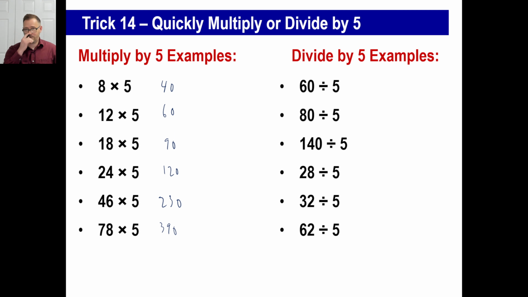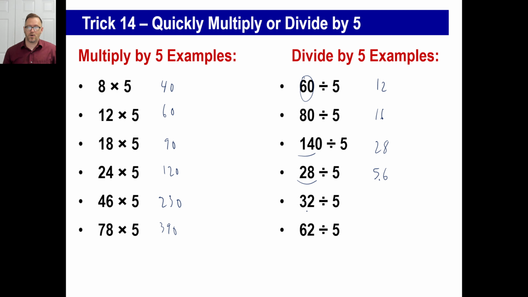Let's divide by 5. We already know 60 divided by 5 is 12. In other words, we're doubling every single number here. 80 divided by 5, double 8 is 16. Double 14 is 28. Double 28, now this is interesting. 28 divided by 5, 28 times 2 is 56. That's not reasonable, is it? Right? So it can't be 56. What does it got to be?